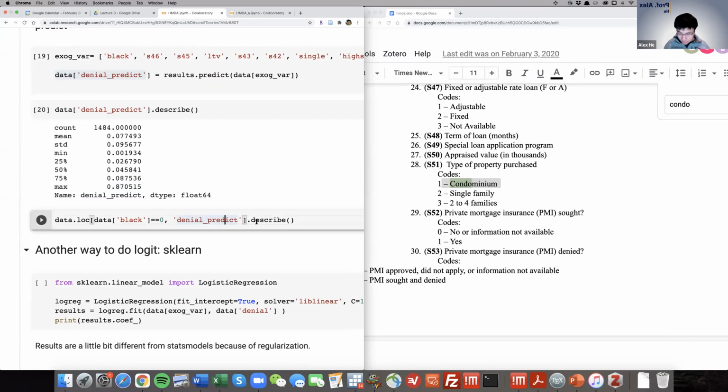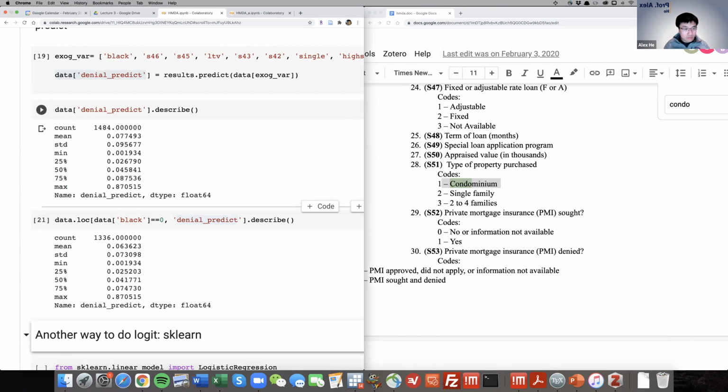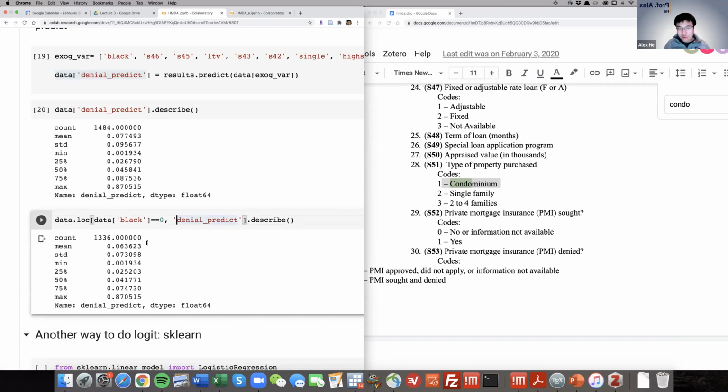And you can even do that prediction for different subsamples, and that will again give you the same average. For the non-black sample, the average is again 6%. The black sample is 20%.